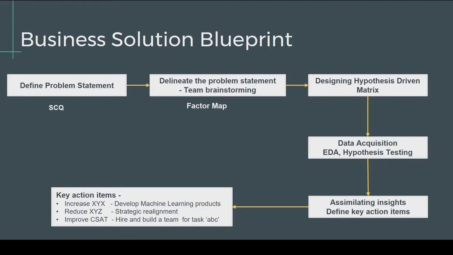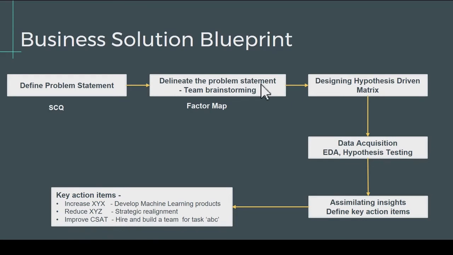Let's understand the flow. The process begins by defining the problem statement. Now, this is a step which we have done in the previous slide with the help of SCQ. So we've understood the situation, complication, and the key question that needs to be answered, and then we have clearly defined what is the problem statement. Now, once you have the problem statement defined, the next step is to delineate the problem statement.